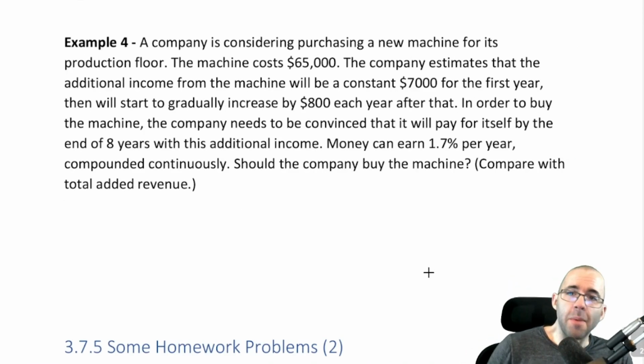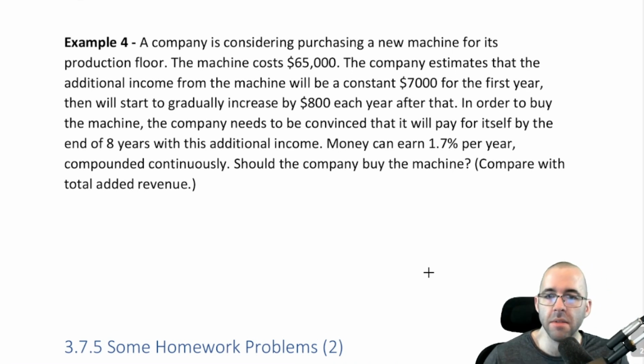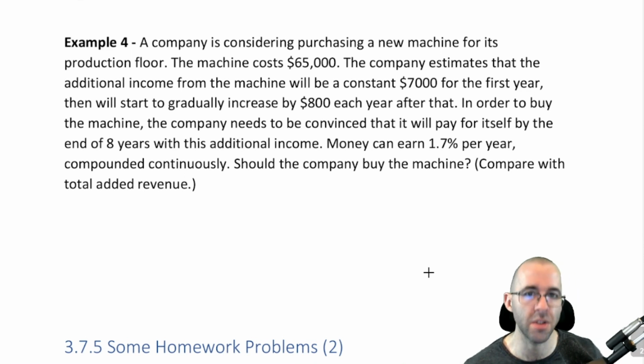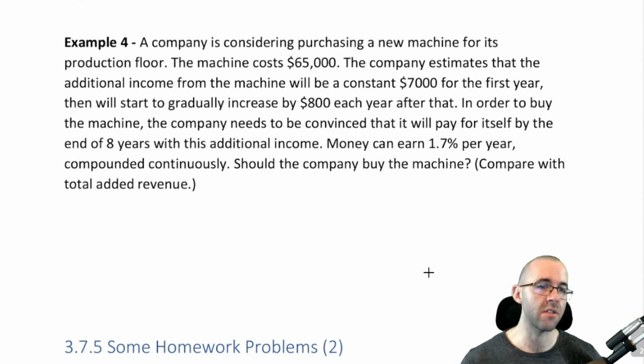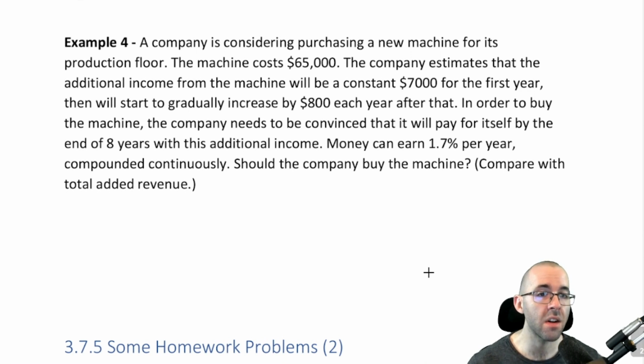So let's look at another example. A company is considering purchasing a new machine for its production floor. The machine itself is going to cost us 65 grand today. The company estimates that the additional income from the machine, because we're going to be able to produce and sell more things, is going to be a constant $7,000 for that first year. But in the future, that income stream is going to be 800 more each year after that.